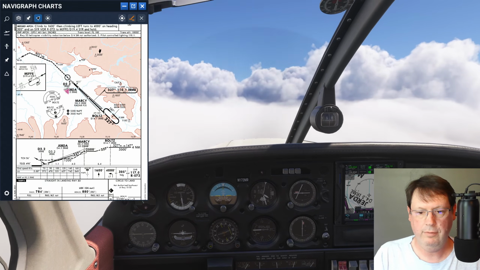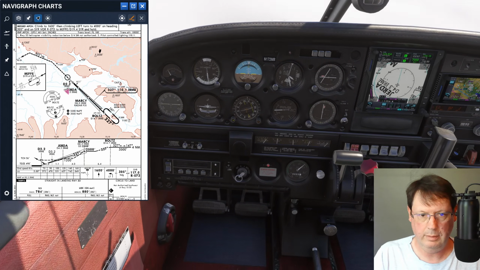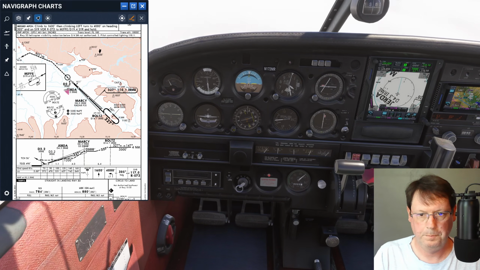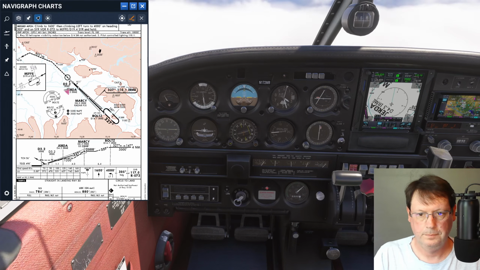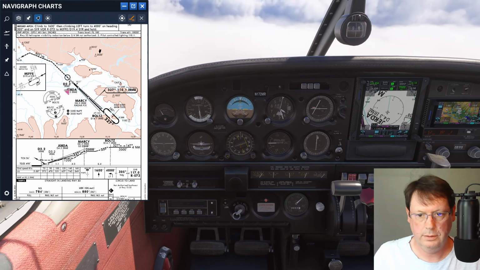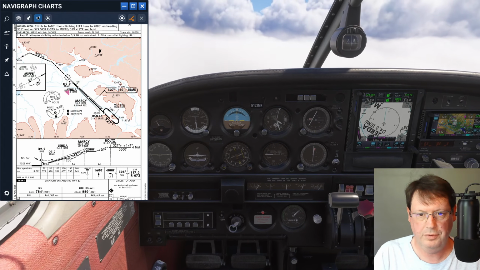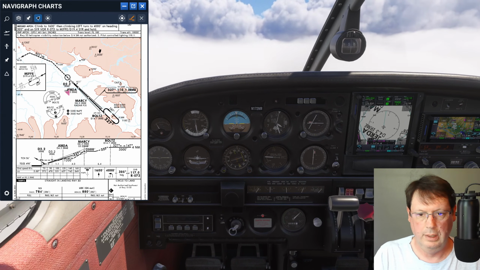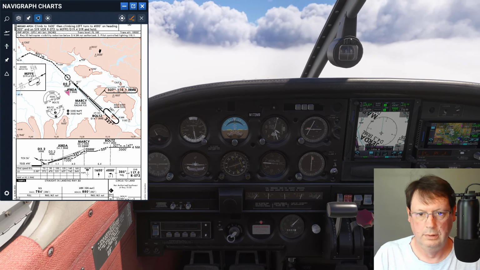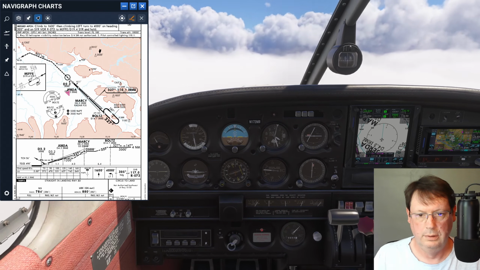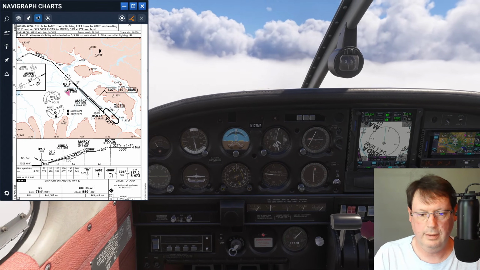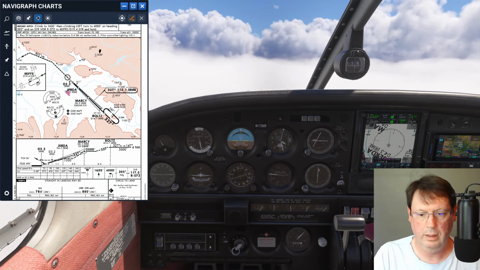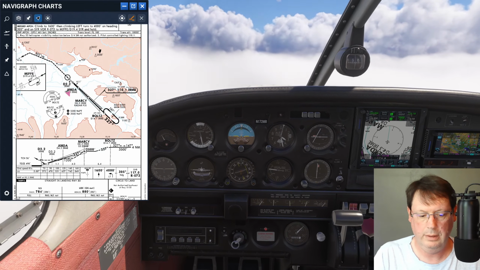Outbound 117 for 60 seconds. How am I going to time that? Where is my clock? I guess I'll have Siri do it. And this I don't have. I mean, there is an autopilot, but I don't use autopilot in the.